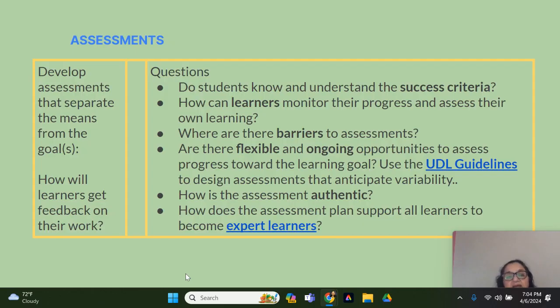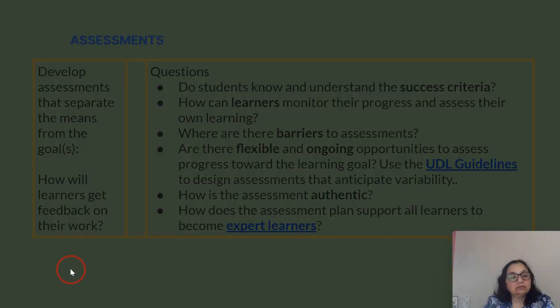Use the UDL guidelines to design assessment to anticipate variability. Are the assessments authentic? How does the assessment plan support all learners to become expert learners? So here are a few questions you need to ask when you are planning the assessments based on the learning goal.